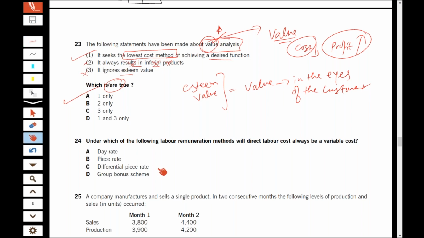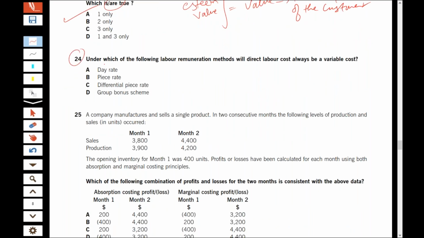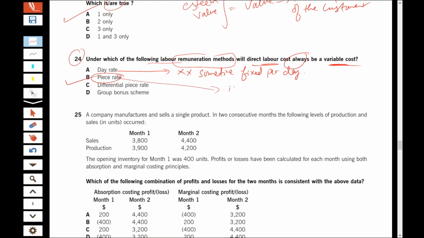Number 24. Under which of the following labor remuneration methods will the direct labor always be a variable cost? Day rate? No. Sometimes fixed per day. Piece rate? Yes. Why piece rate? Because piece rate is on the basis of number of units produced.